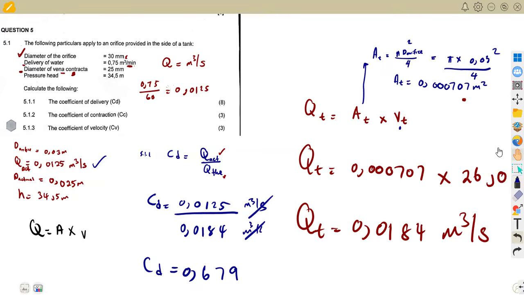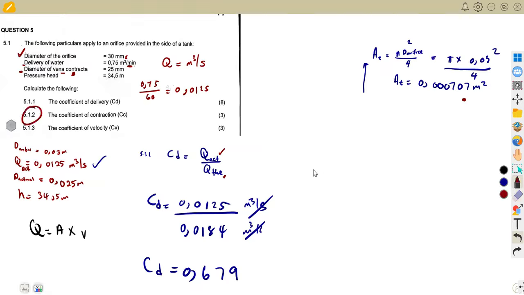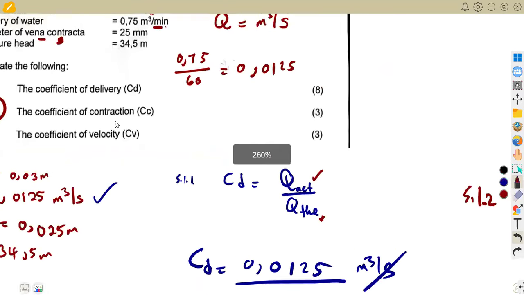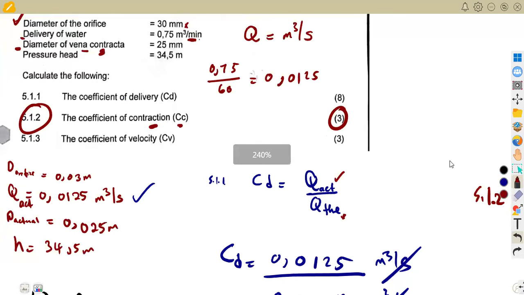That was the idea. We're going to need this QT, maybe. If you need it, guys, we'll just recall it, because I'm going to remove that. On 5.12, they need us to calculate the coefficient of contraction. That is 3 marks.